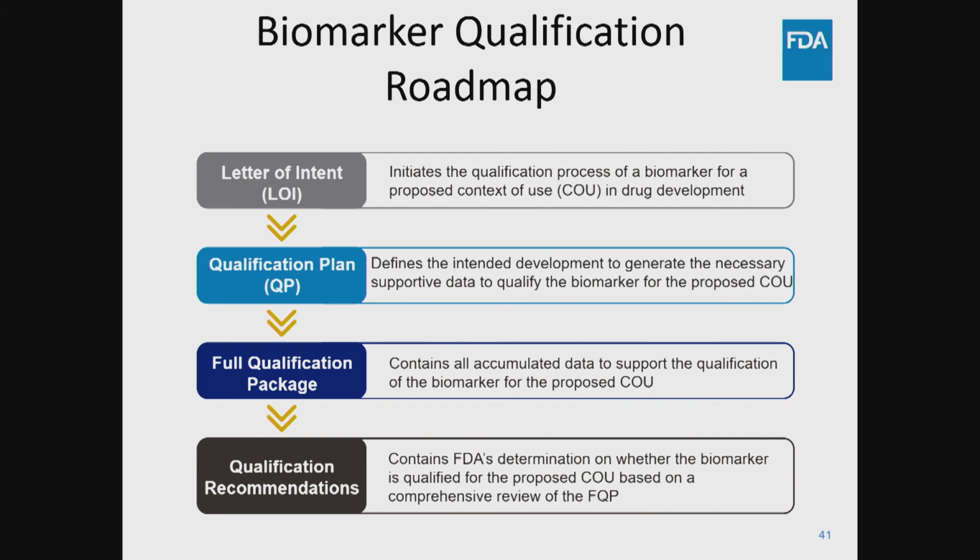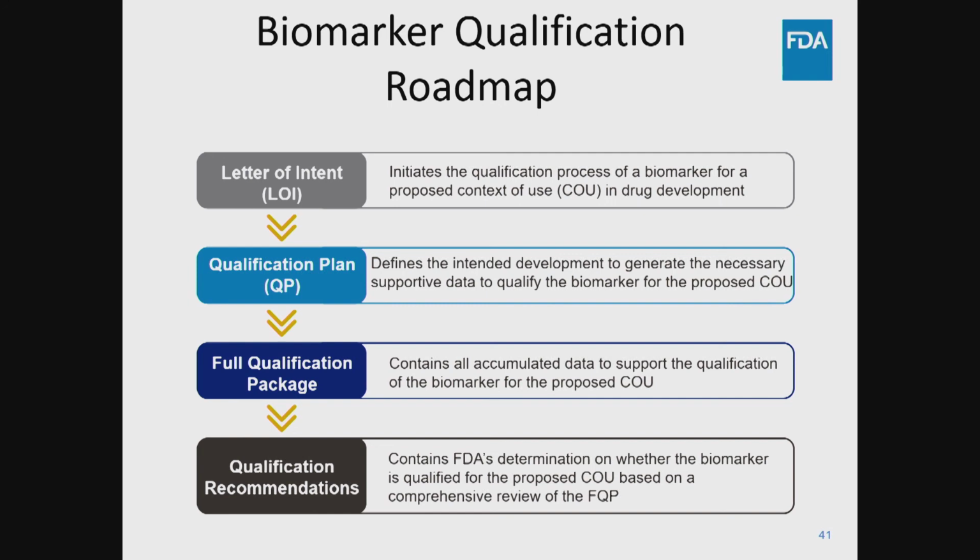Now, what exactly is that process? Here we have the biomarker qualification roadmap. The process starts with a letter of intent. This initiates the qualification process of a biomarker for a proposed context of use in drug development. Next comes a qualification plan. This defines the development plan to generate the necessary supportive data to qualify the biomarker for the proposed context of use. After the data are generated, the full qualification package is submitted. This contains all accumulated data to support the qualification of the biomarker for the proposed context of use.